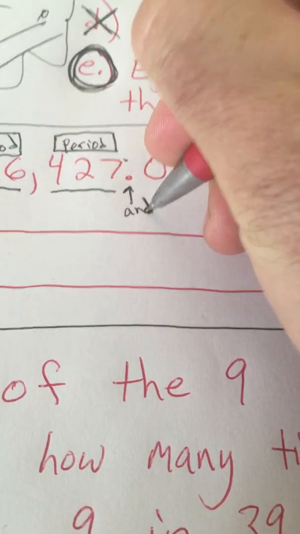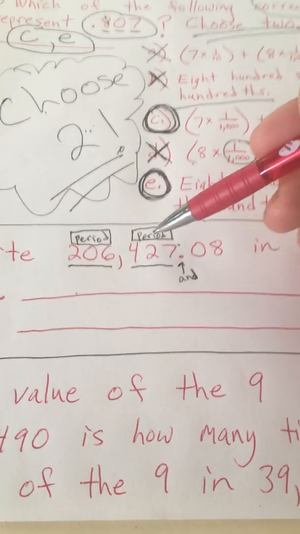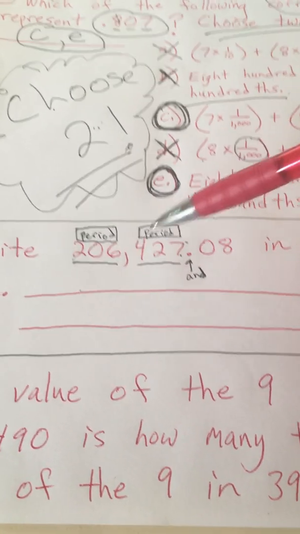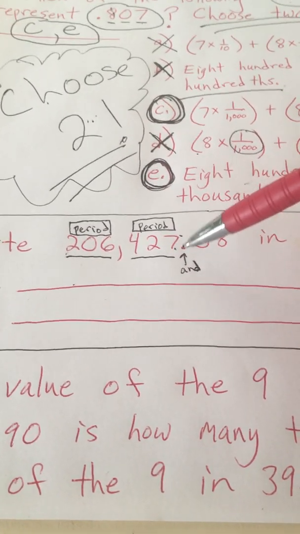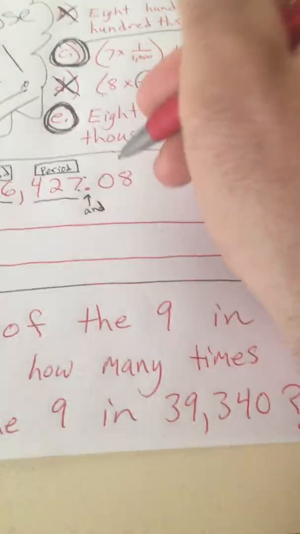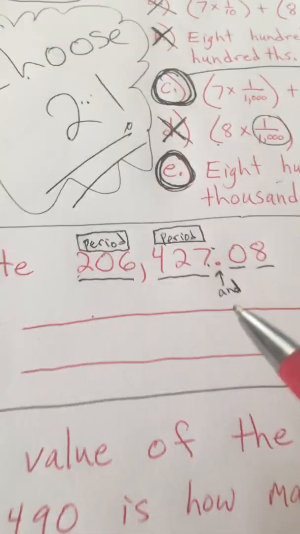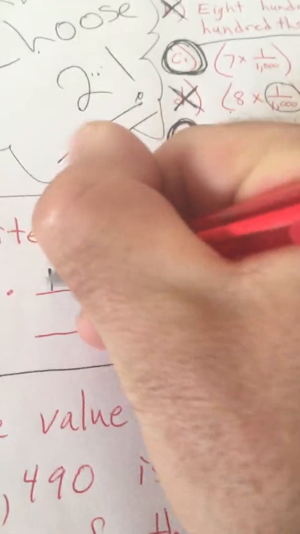Because that's going to tell us what fraction or what decimal of the next whole, right, of the 8th whole we have. So 206,427 and 8/100ths, because the 8 is in the hundredths place. Okay, so you're going to read the first part first.